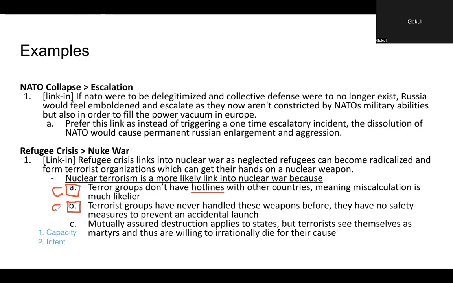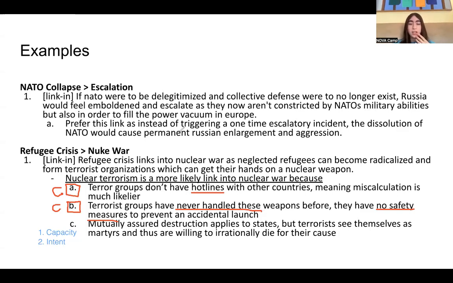For B, is this capacity or intent? Capacity. Why? Because this is regarding their ability to do something. It's about their experience and not whether they want to do it. They have no safety measures and they don't have the experience. Something to remember is that capacity is not just something physical like an egg. Capacity can also be, do you have the skills to do something? Let's say I am a baby. I probably don't have the capacity to throw an egg at a car because I just don't have the skills to. I might be a baby who has so many eggs, but if I don't have the strength to throw those eggs at a car, it doesn't matter if I have the eggs physically, I still don't have the capacity. So capacity can also analyze things like skills.